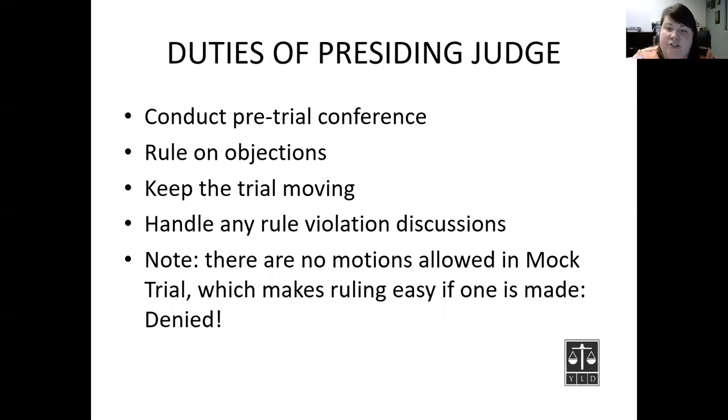Duties of the presiding judge: they're going to conduct a pretrial conference. They're going to rule on objections, and by doing those things, keep the trial moving. They are also going to handle any rule violations that may pop up.